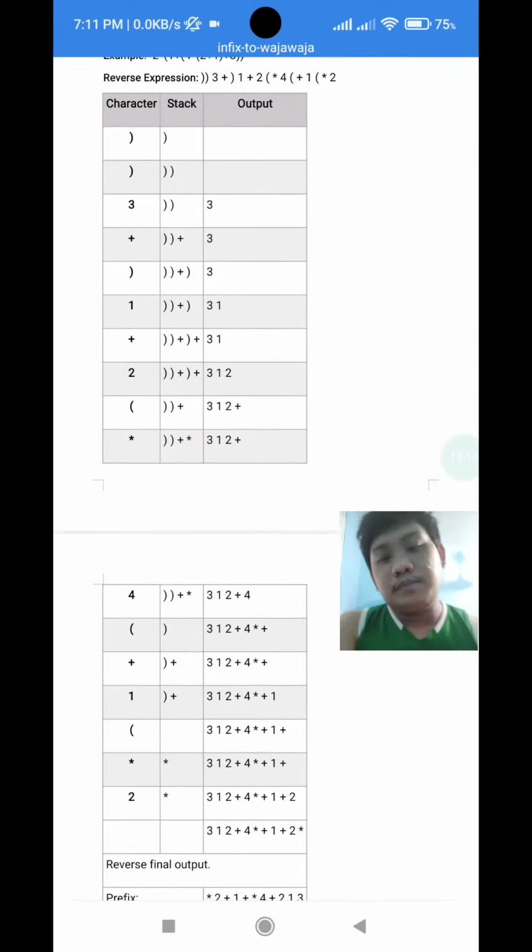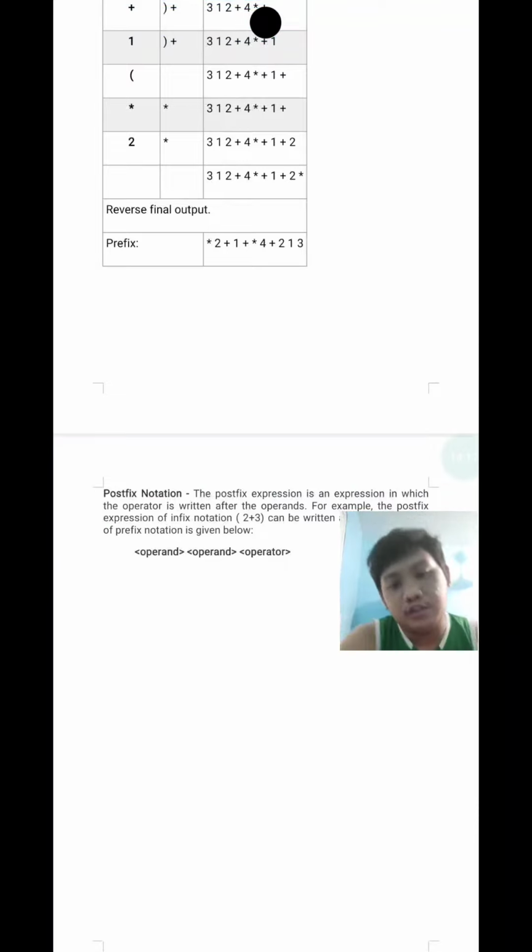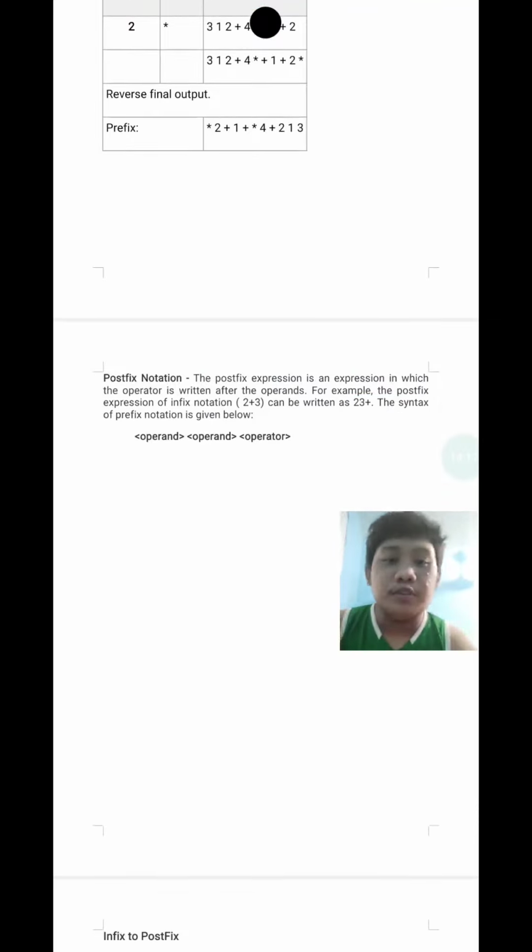So next, here is the infix to postfix notation. The postfix expression or notation is an expression in which the operator is written after the operands. For example, the infix notation 2 plus 3 can be written as 2 3 plus in postfix. Here the syntax of postfix notation is operand, operand, operator. So last, post means after.